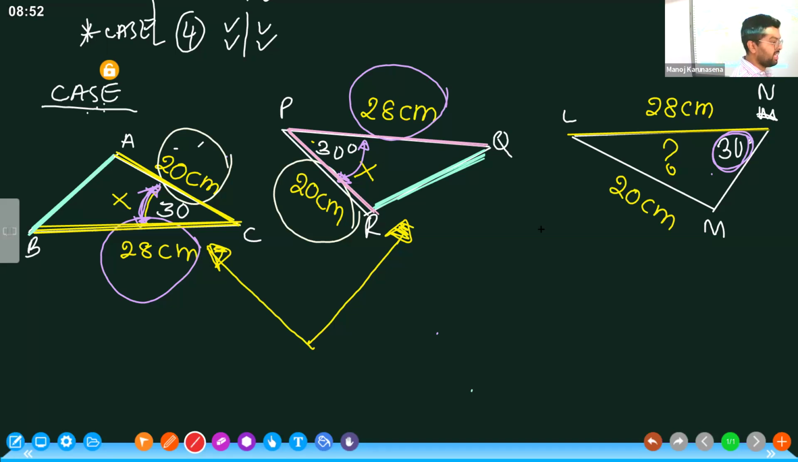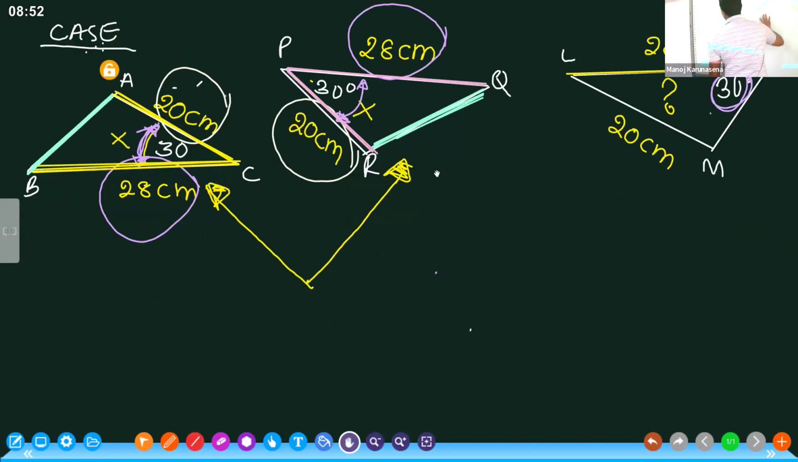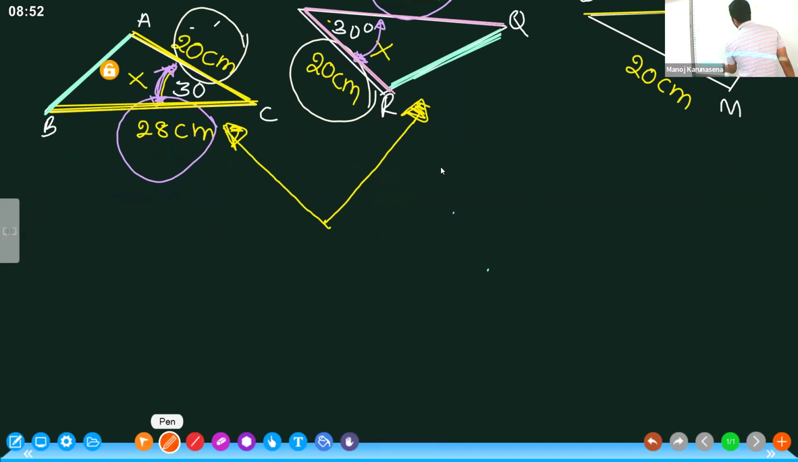Yes. The first case, side angle side. Two sides of a triangle and the included angle of the two sides equals two sides and the included angle of another triangle. The two triangles are congruent to one another. Clear? I don't want you to draw these two triangles again to the correct measurements. But in order for us to prove this, let's draw these two triangles again.